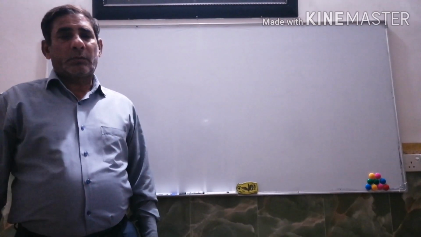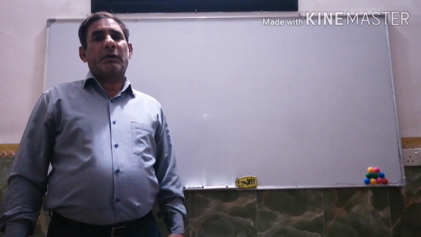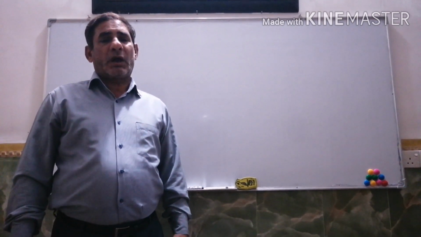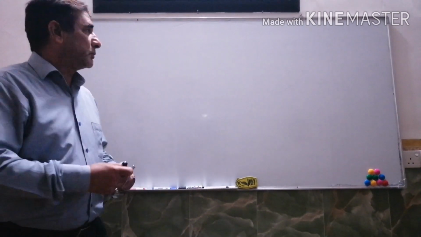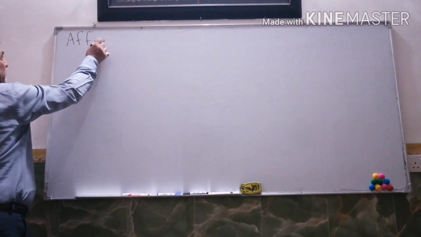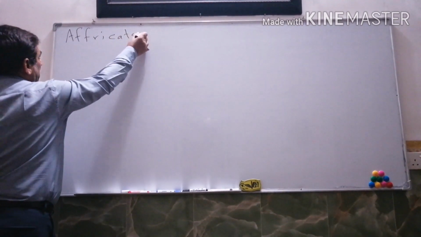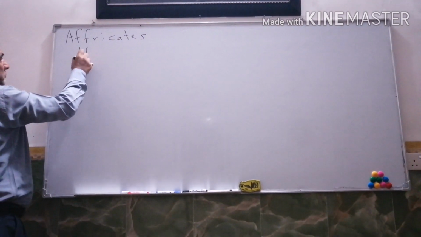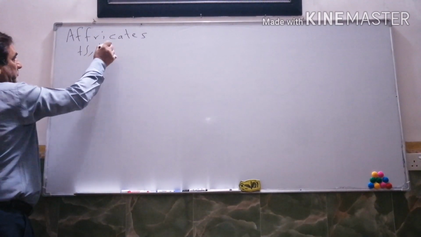Today I'm going to talk about affricates in English. Of course, in English we have two affricates. We have che and je. So, affricates: che and je.